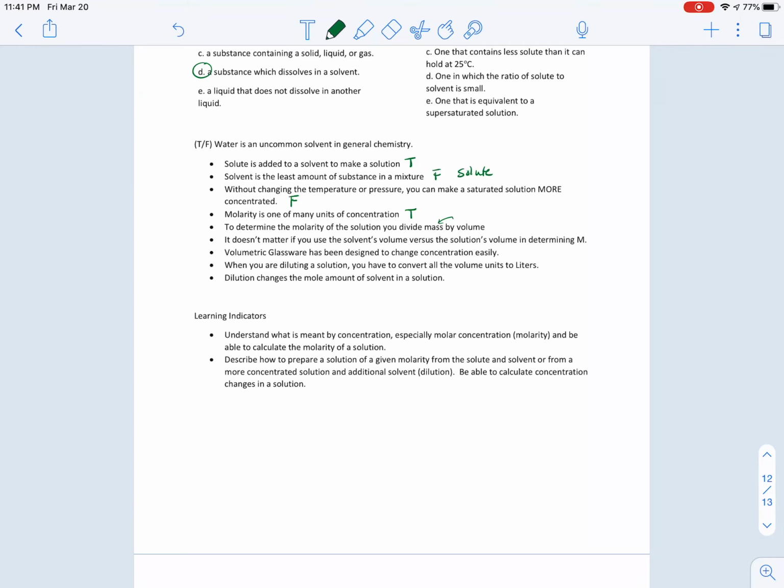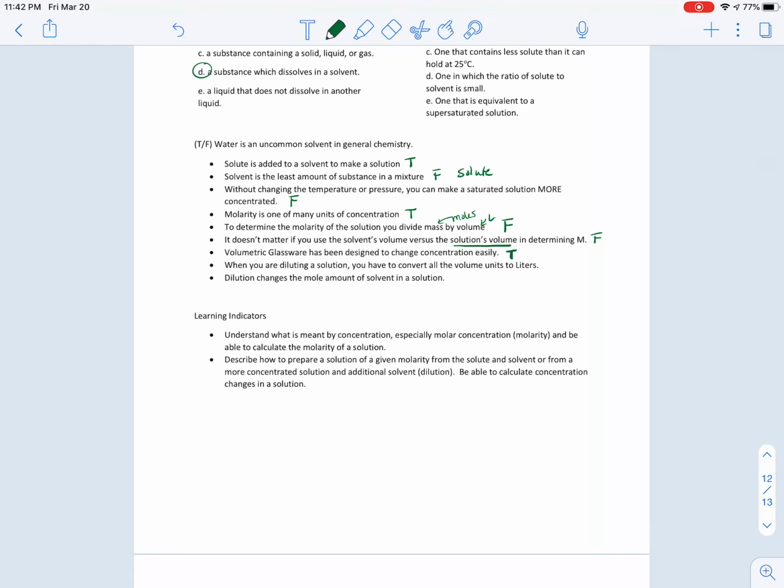Okay, molarity is one of many units of concentration. That's true. There are others. To determine the molarity of a solution, you divide mass by volume. That should be moles, and the volume has to be in liters, so that's false. It doesn't matter if you use the solvent's volume versus the solution's volume in determining molarity. That is false. You have to use the solution volume. Volumetric glassware has been designed to change concentration easily. That's true.